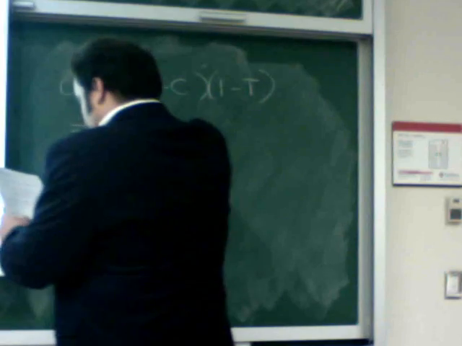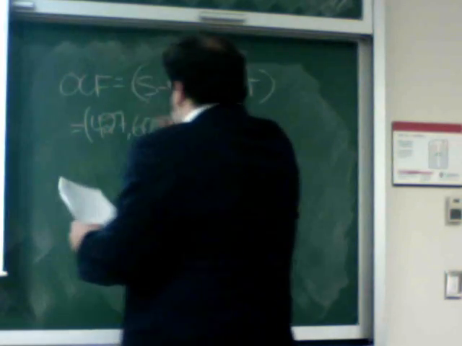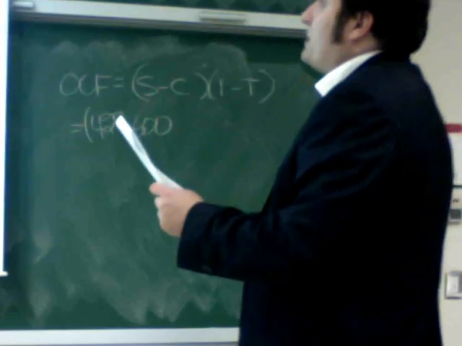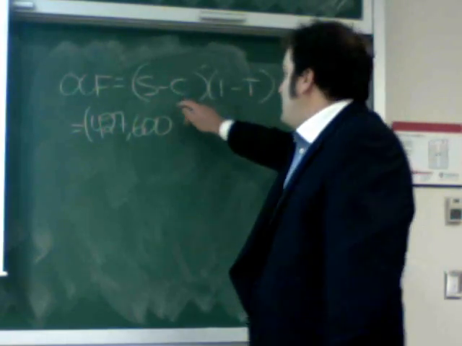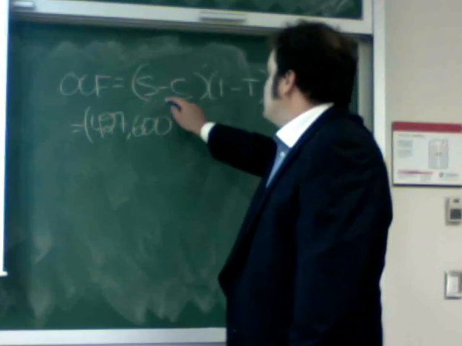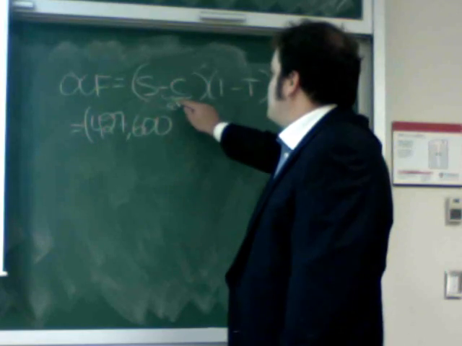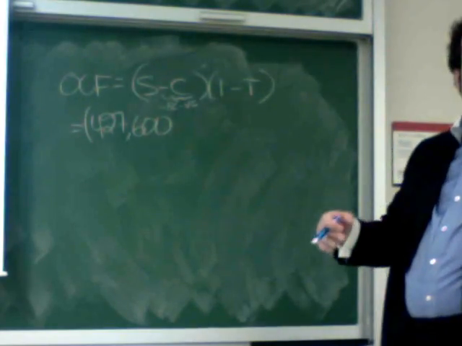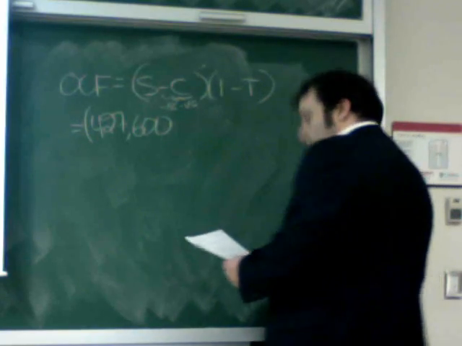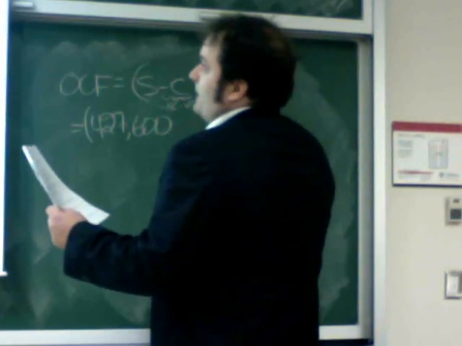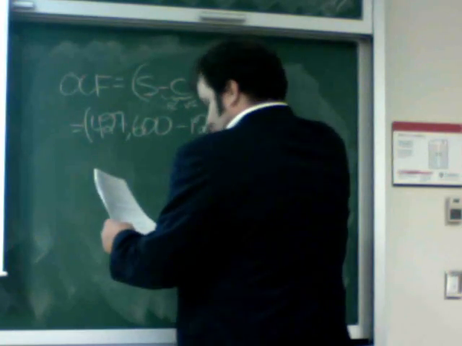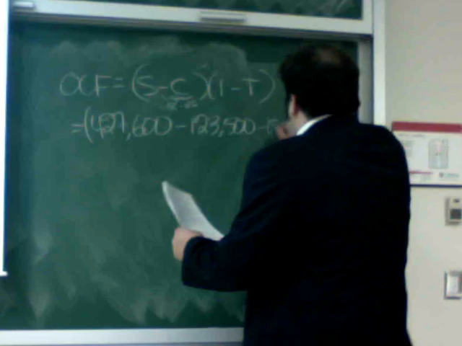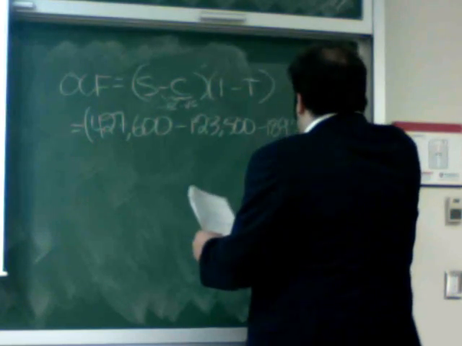So what are your sales? 427,600 are your sales. Your fixed costs, obviously that C right there, you go minus C, that's really minus the fixed costs and also minus the variable costs. Minus C means all the costs, both fixed and variable. So here, the fixed costs are 123,500, and the variable costs are 189,700.